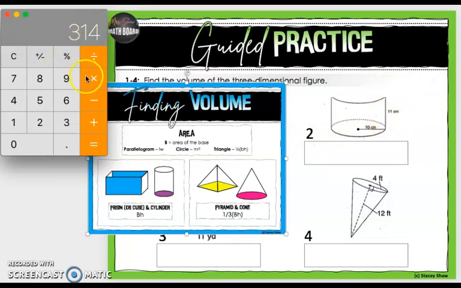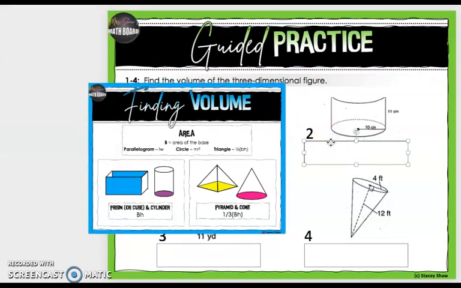So we're going to take 314 times 11 centimeters, and it's 3,454. Then our unit is centimeters, and because we're doing volume, we are going to cube it. So centimeters cubed. So 3,454 centimeters cubed.